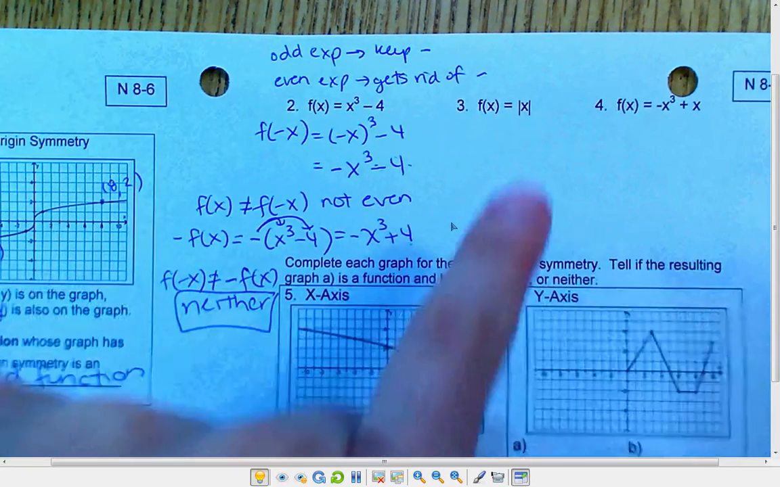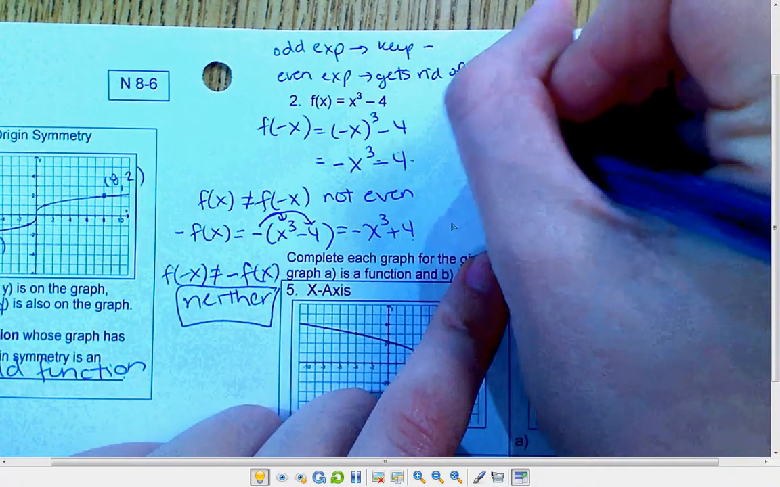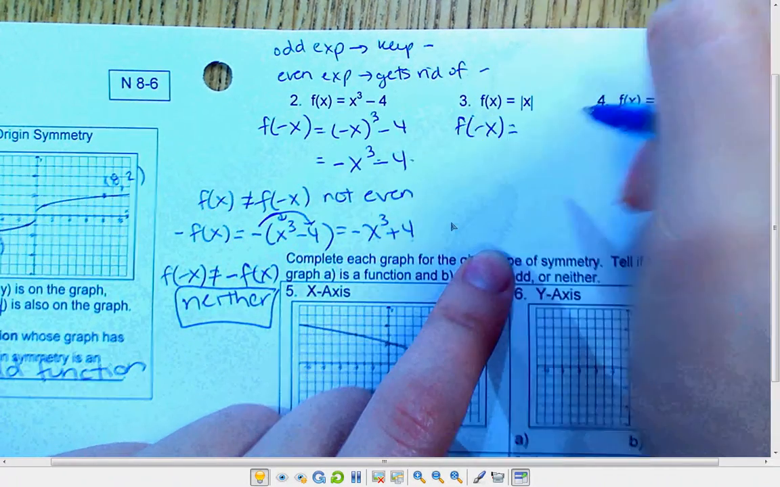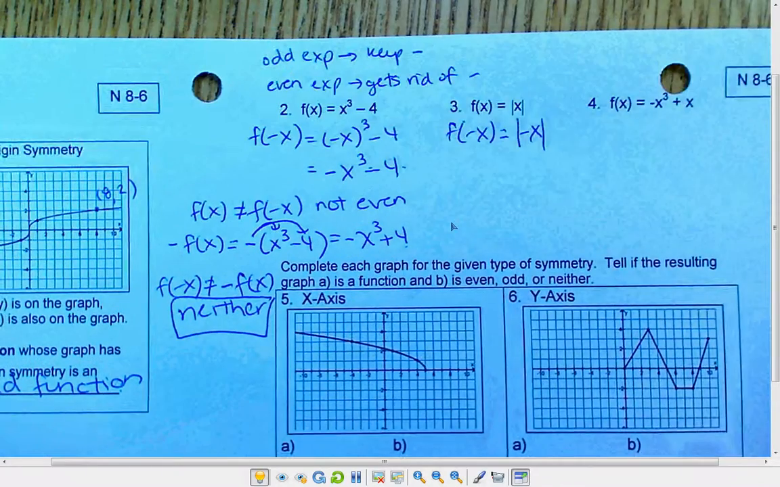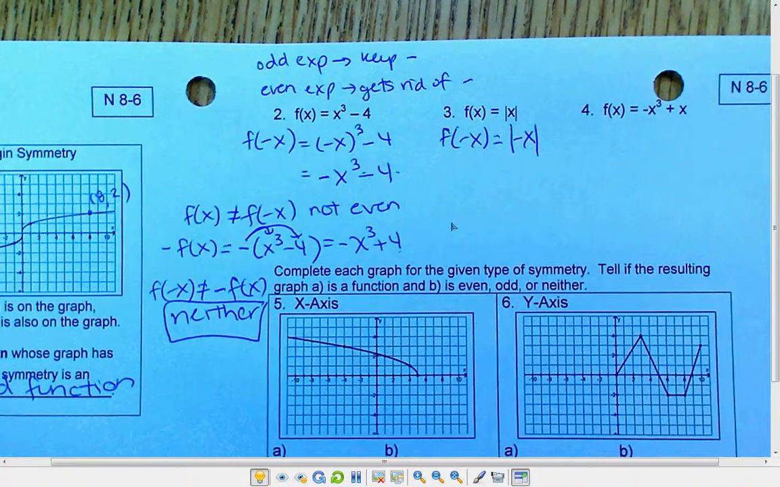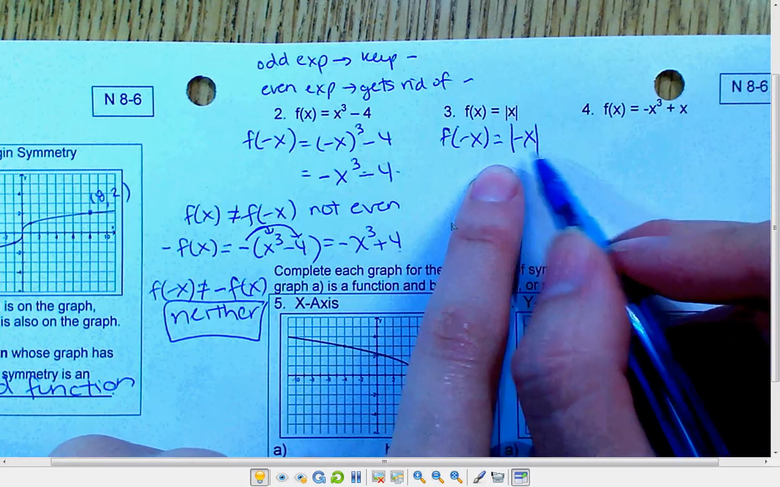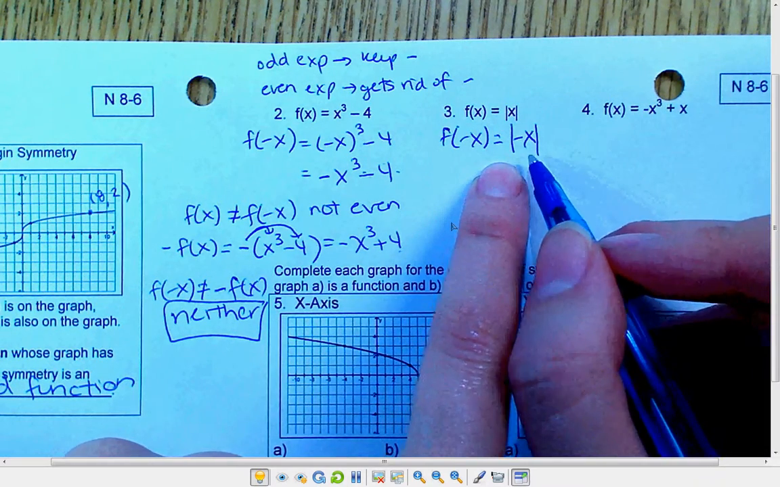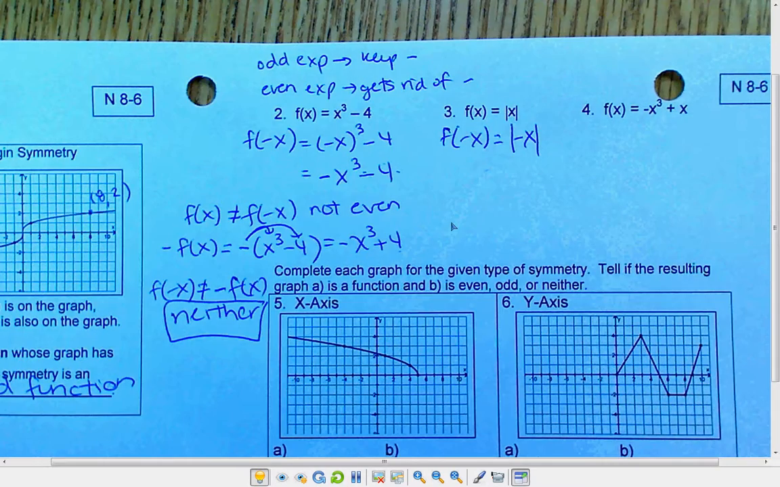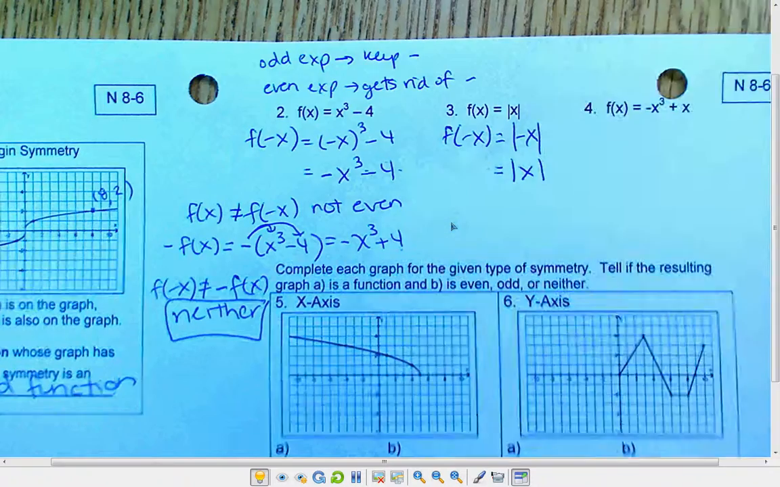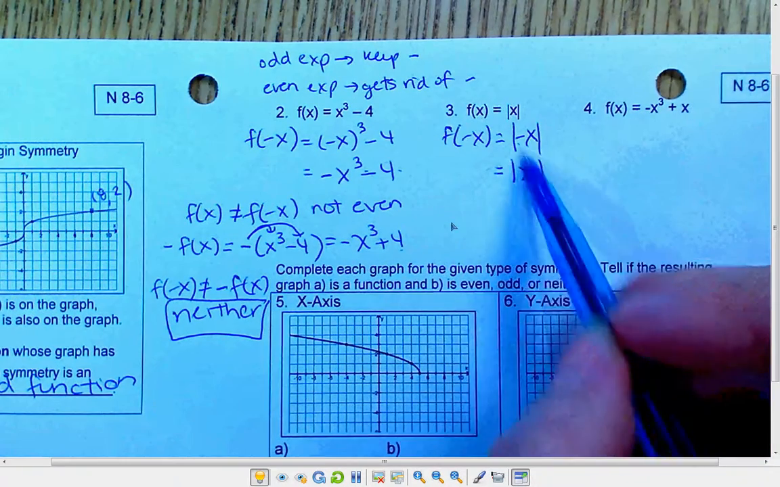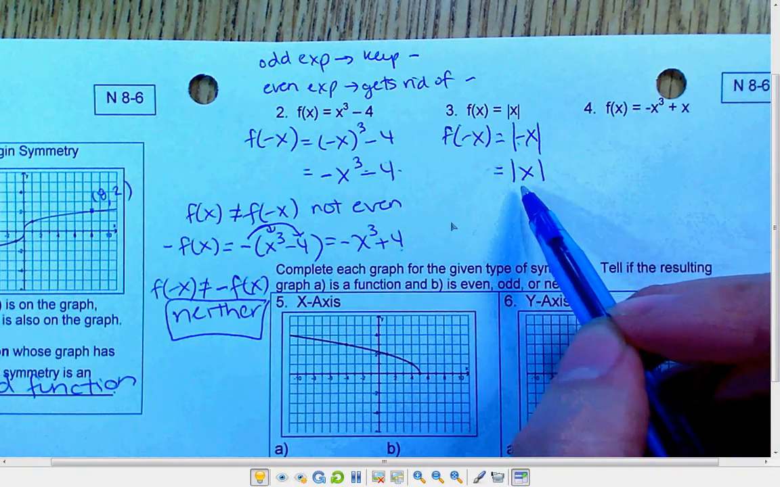Let's do another example. So for this one right here, again, we're going to start off with f of negative x. So we're just going to plug a negative into our function. So instead of x, we're replacing with negative x. Absolute value, we know that absolute value just means the distance away from 0, so it makes everything positive, right? So this is actually the same thing. If it's a negative number, it's the same thing as absolute value of x.